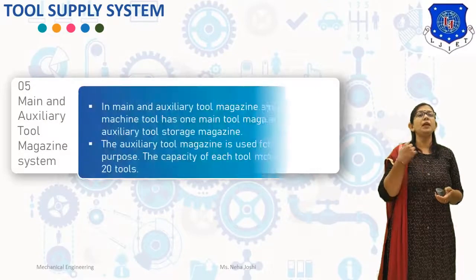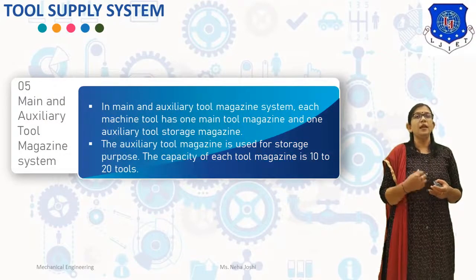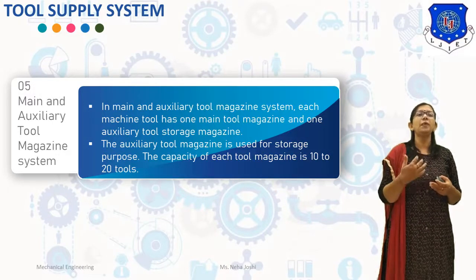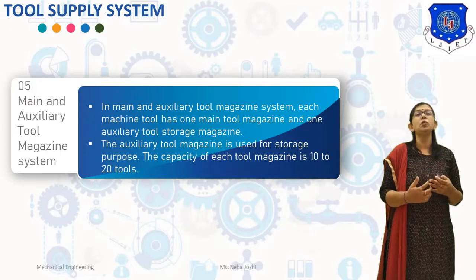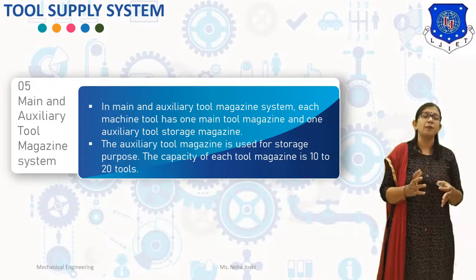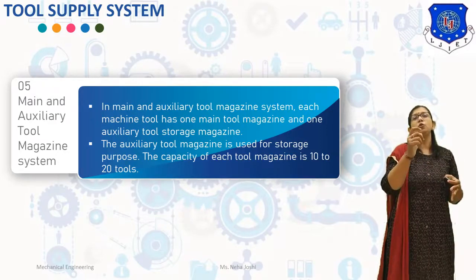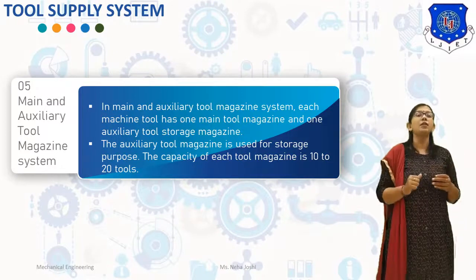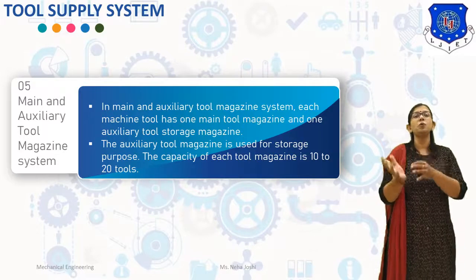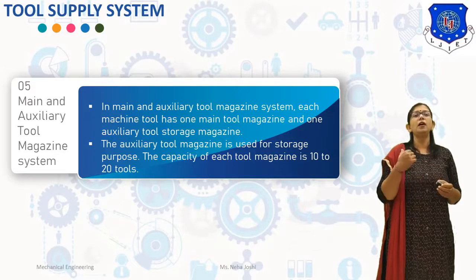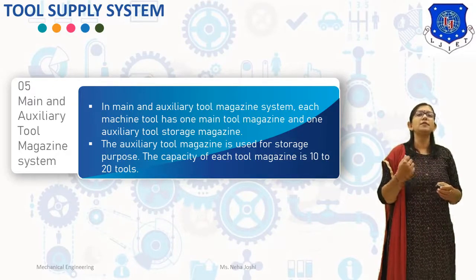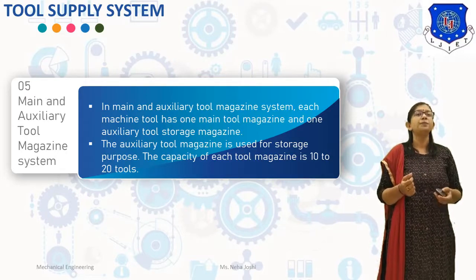Now, next is the main and auxiliary tool magazine system. In the main and auxiliary tool magazine system, each machine tool has one main tool magazine and one auxiliary tool storage magazine. The secondary or auxiliary tool magazine is used for storage purposes. The robotic arm stationed between the two magazines can transfer the tool when required. In this system, the robot arm transfers the tool from the auxiliary tool storage magazine to the main tool magazine. Therefore, it ensures uninterrupted manufacturing. The capacity of the main and auxiliary tool magazine system is 10 to 20 tools.